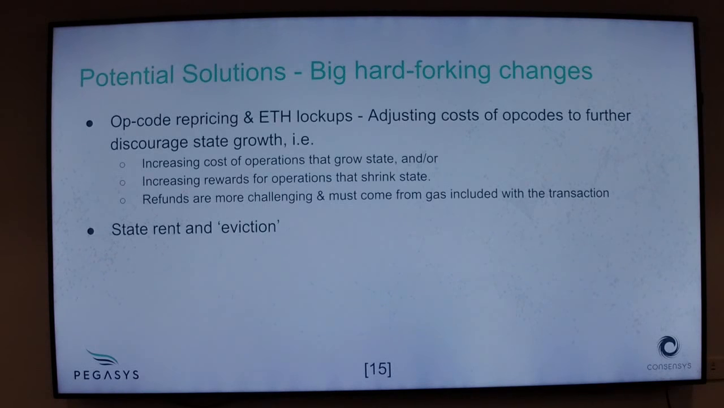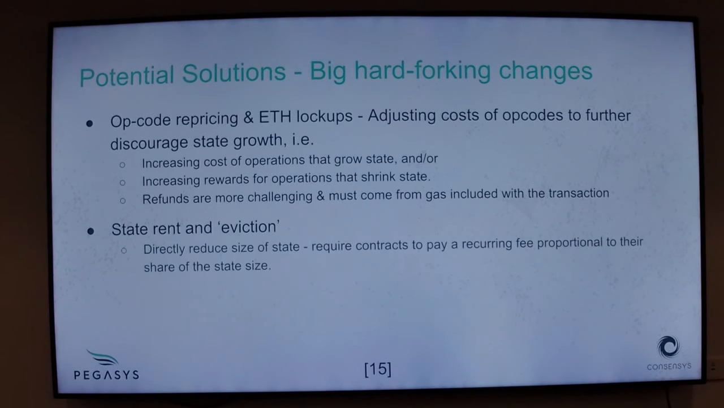Now, state rent and eviction, we actually had a talk about that some time ago. That was looked at quite intensively as one of the preferred solutions, but after some investigation, that is definitely no longer on the table as a viable solution. The idea of state rent is that it will directly reduce the size of the state, because the contracts will have to pay a recurring fee proportional to their share of the state size. And basically, they will be deleted or halted until they pay that fee.